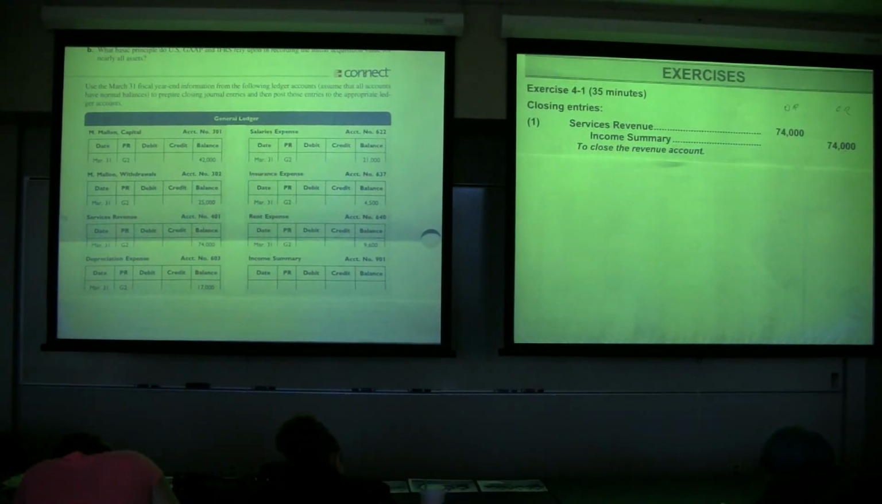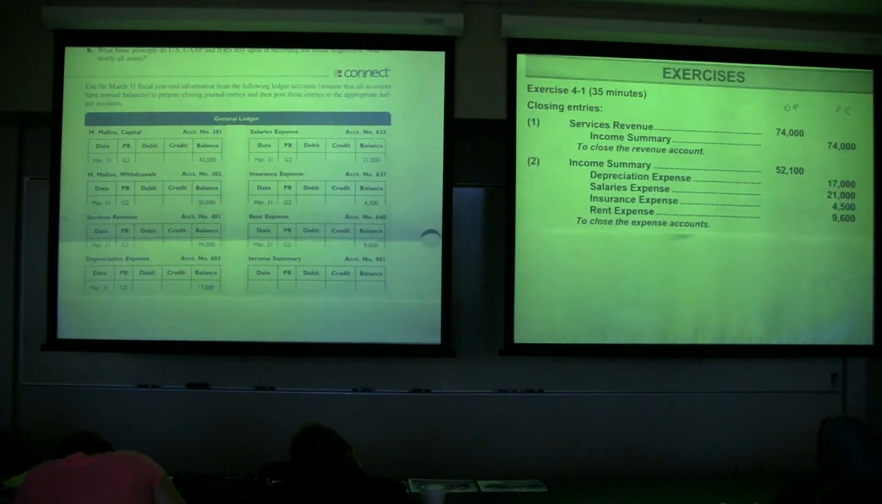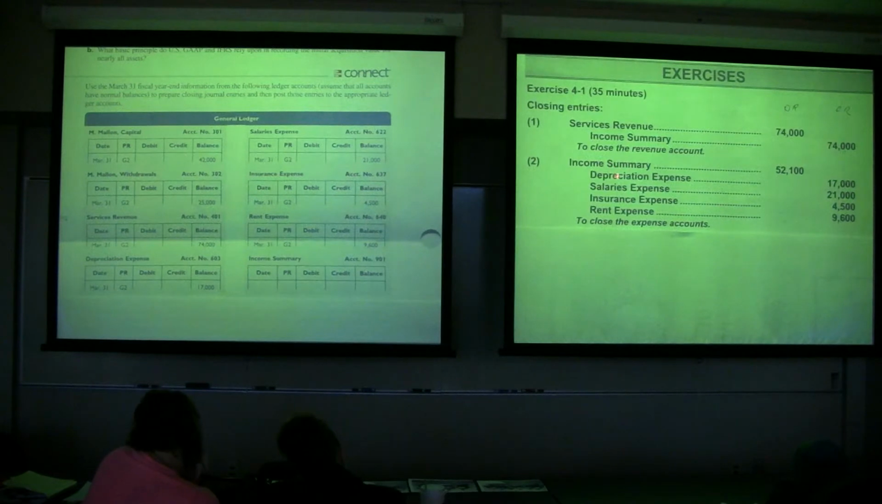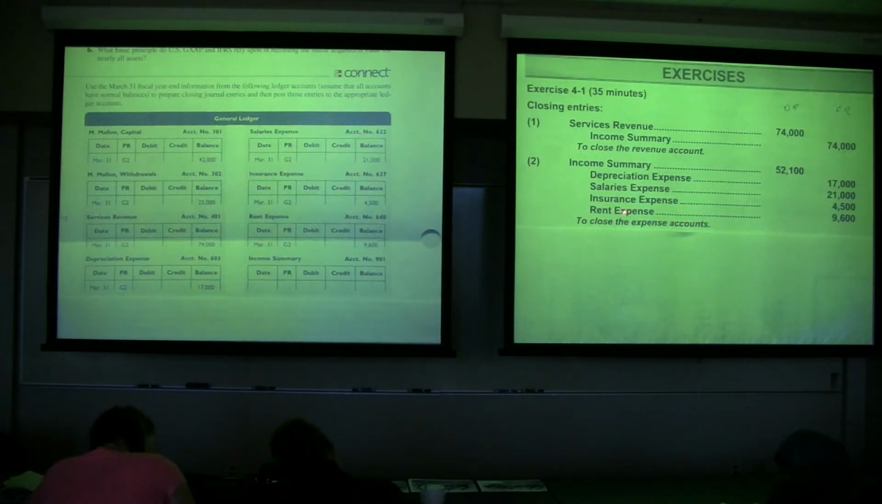Step two then is you close the expenses to income summary. So you're going to debit income summary for the total expense, and you're going to credit all the expense accounts. Be sure to do it this way. You don't want four pairs of entries. You want one entry that's compound. So you're going to credit all the expenses, debit income summary for the total.